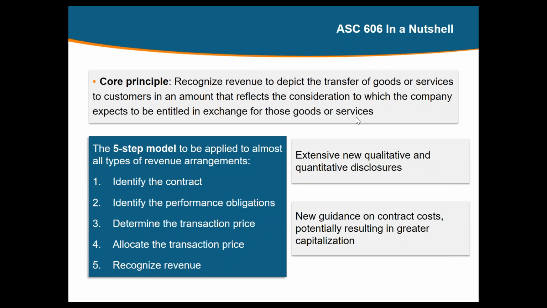So just one other quick point to note. I think as I go through these slides, you'll hear me use the terms ASC 606 and ASC 605. ASC 606 is the area within the US GAAP codification that contains this new revenue standard. So you can think of it as synonymous with the new revenue recognition standard. ASC 605 is the area in the codification related to current revenue recognition guidance.